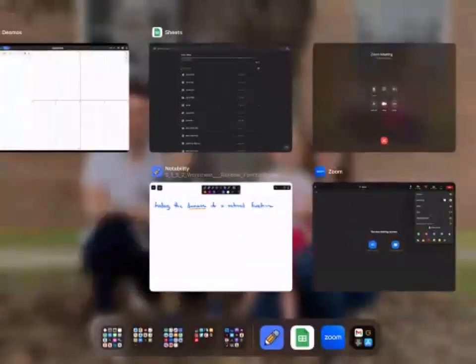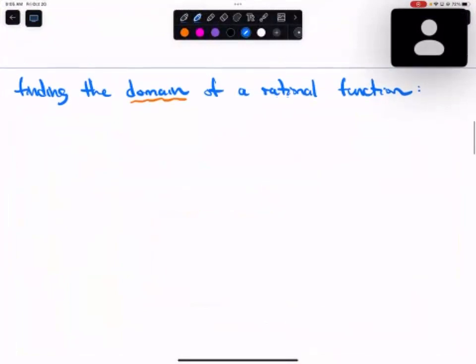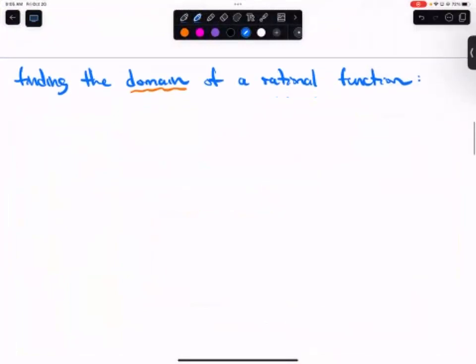It's positive for this that you have. So it's the same.